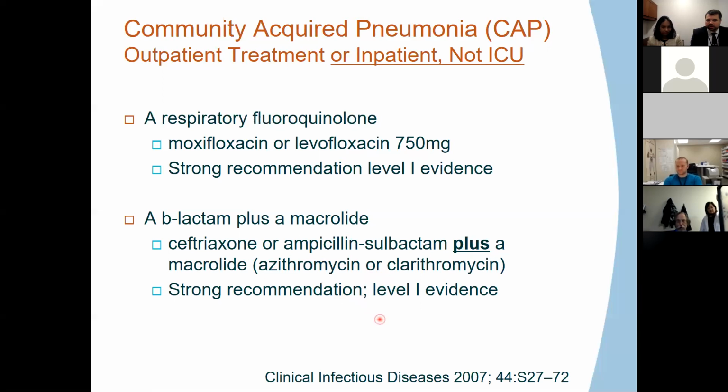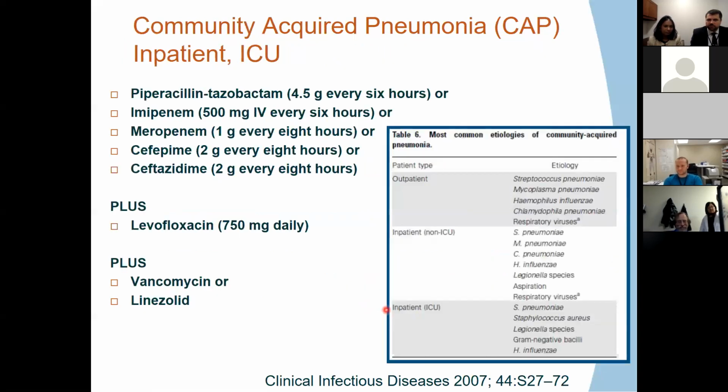So now we're going to move on to community-acquired pneumonia, inpatient ICU. If you have an ICU patient, I included this chart again to show the inpatient ICU organisms. You have strep pneumo, number one, Staph aureus, Legionella, and then gram-negatives. And here, when you choose the regimen, you want to choose something that will cover the organisms here.